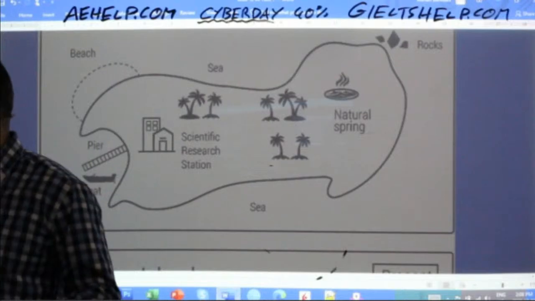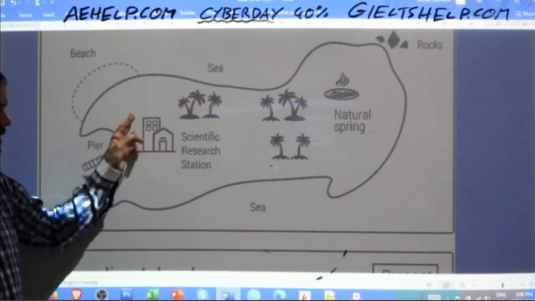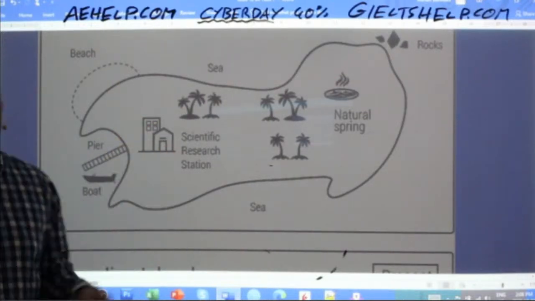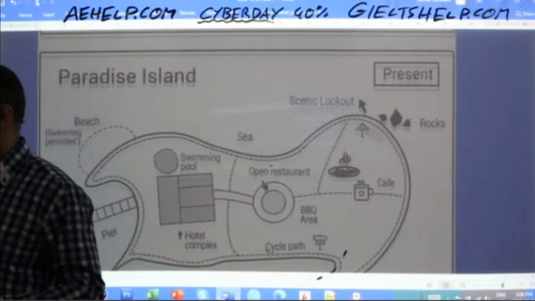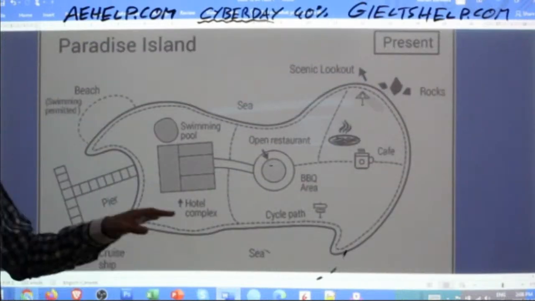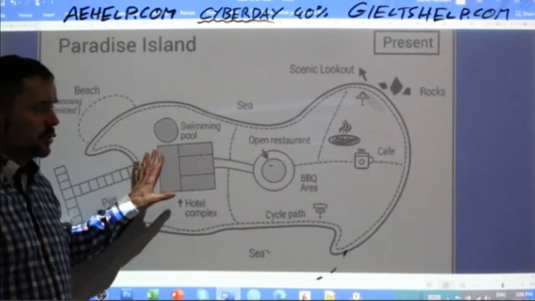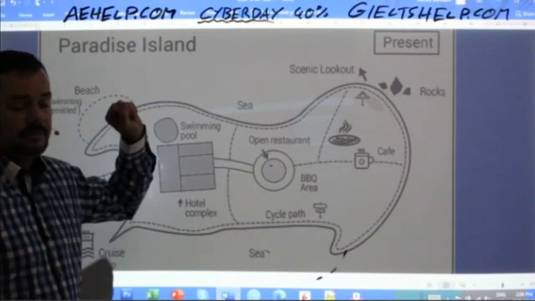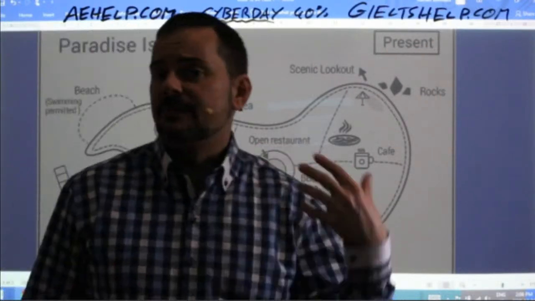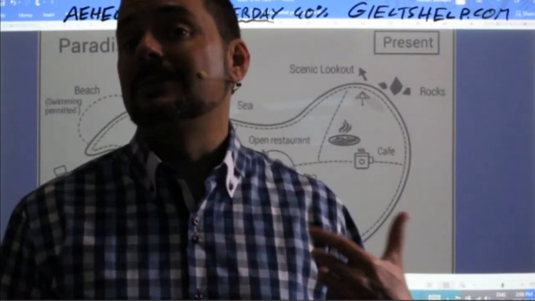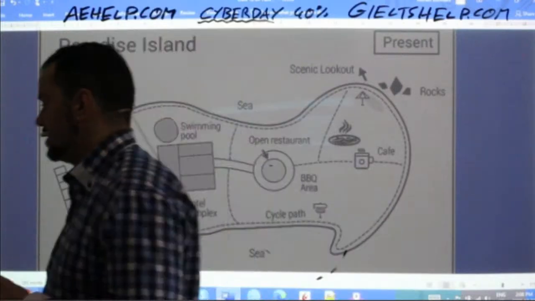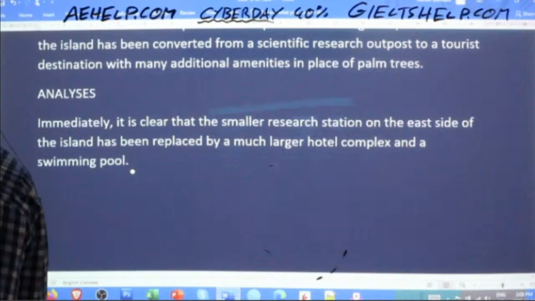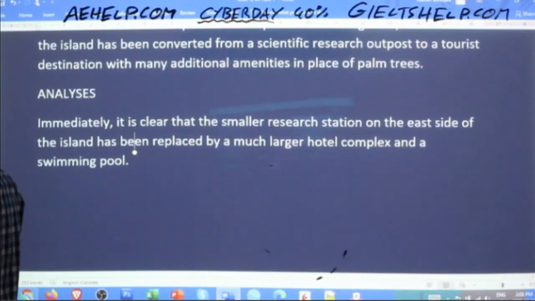So you can tell that the scientific research station has a very different looking shape than what they gave you here for the hotel. So I think one of you wrote demolished, and I thought that was a good word because you can tell that the scientific research station has in fact been demolished and replaced by a hotel complex. Okay, so pay attention to that. Okay, so let me just fix my mistake here. Not the east side, the west side of the island.